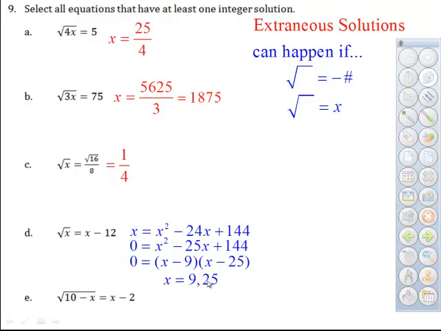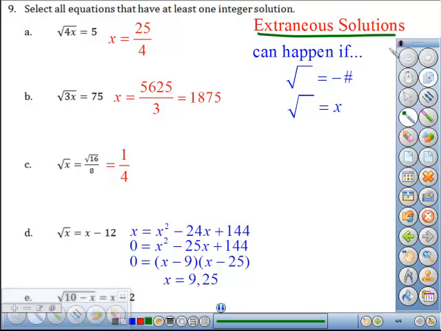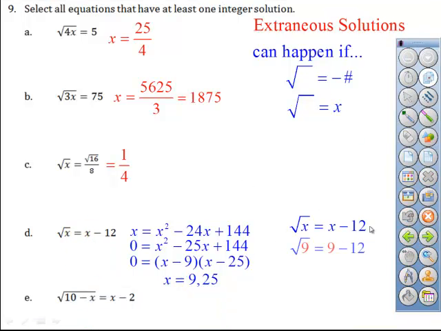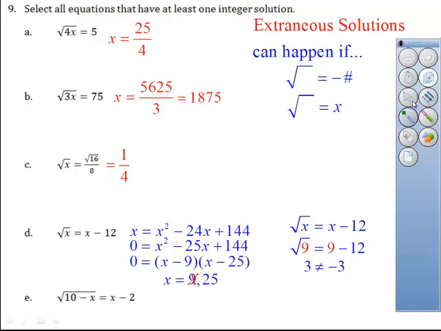Now, if we were to take these and substitute it back into the equation, we have to check to see if we're going to end up with an extraneous solution. So I'm going to go with 9. If I put 9 right here, what's the square root of 9? 3. Okay, what's 9 minus 12? That would be negative 3. Do you see how that's an issue? That does not equal. Okay, so we can throw out 9 as being an extraneous solution, and 25, I know 25 will work because 25 is going to beat out that 12. Okay, so 9 is an extraneous solution, 25 is the solution.